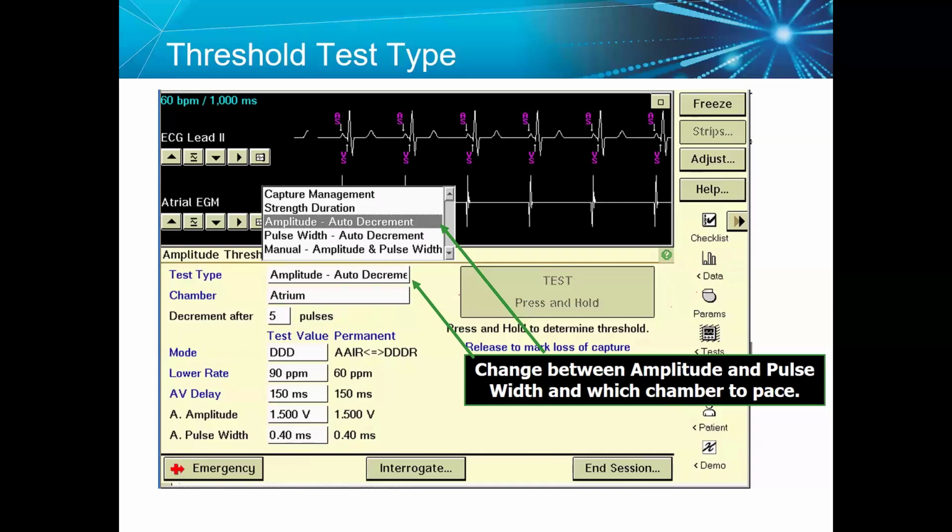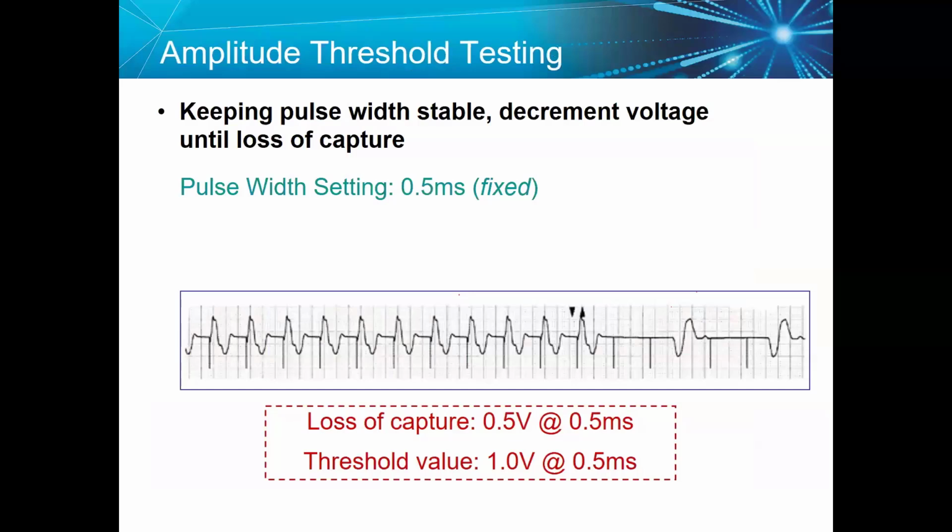Okay, and every parameter, amplitude and pulse width, we can adjust to make sure that our threshold test will occur normally. Here, keeping pulse width stable at 0.5 millisecond, decrementing in volts, we lose capture here at 0.5 volt. And here the threshold value is 1. 1 means that here it goes to 1, then 1.5, 1, and 0.5. Lost here, so the threshold here is 1.